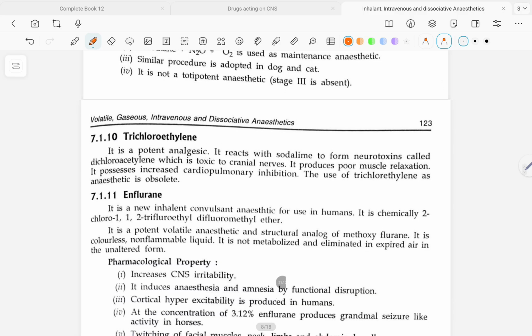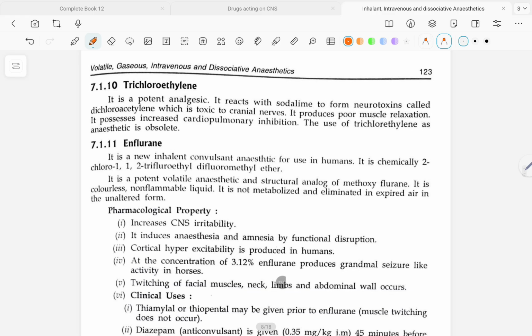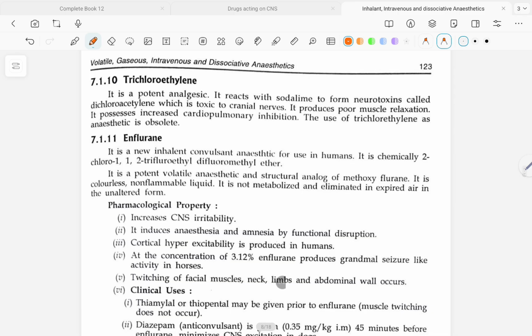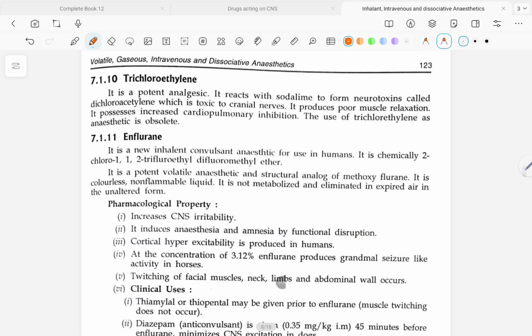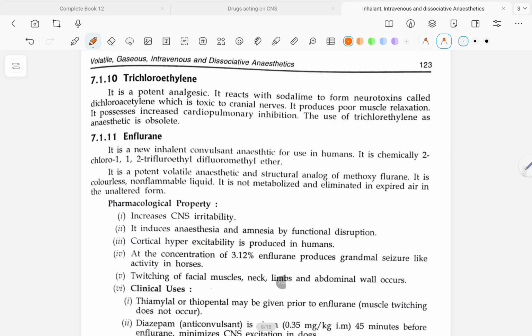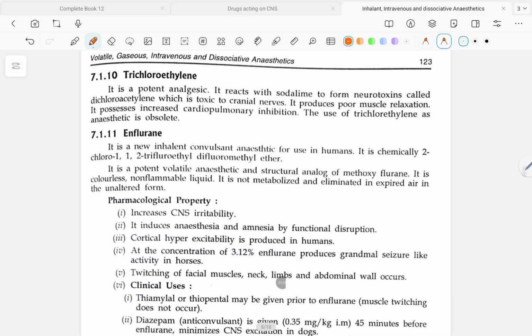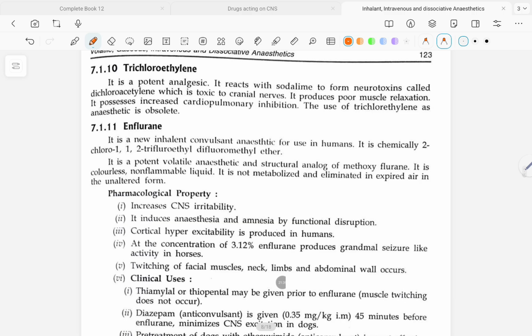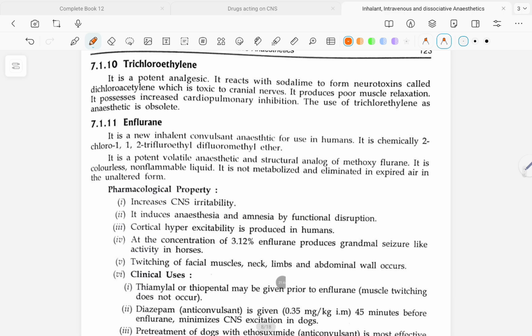Trichloroethylene. It is a potent analgesic. It reacts with soda lime to form a neurotoxin called dichloroacetylene, which is toxic to cranial nerve. It produces poor muscle relaxation. It possesses increased cardiopulmonary inhibition. The use of trichloroethylene as an anesthetic is obsolete.